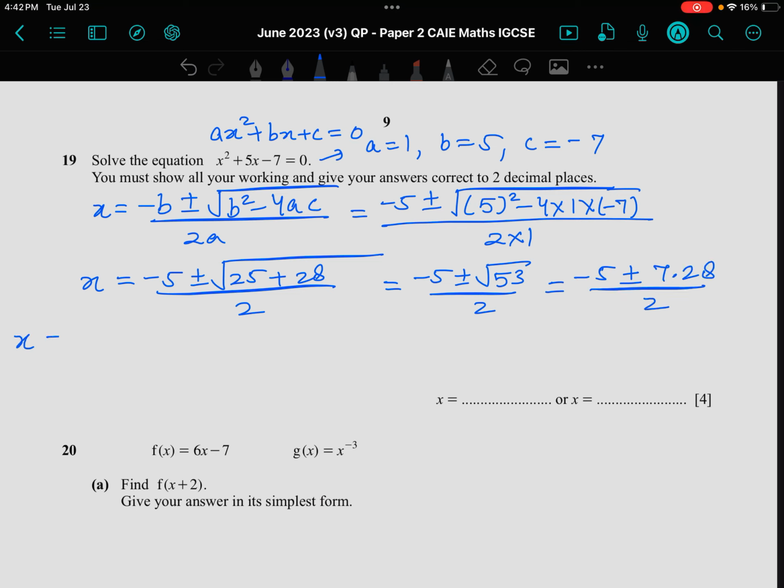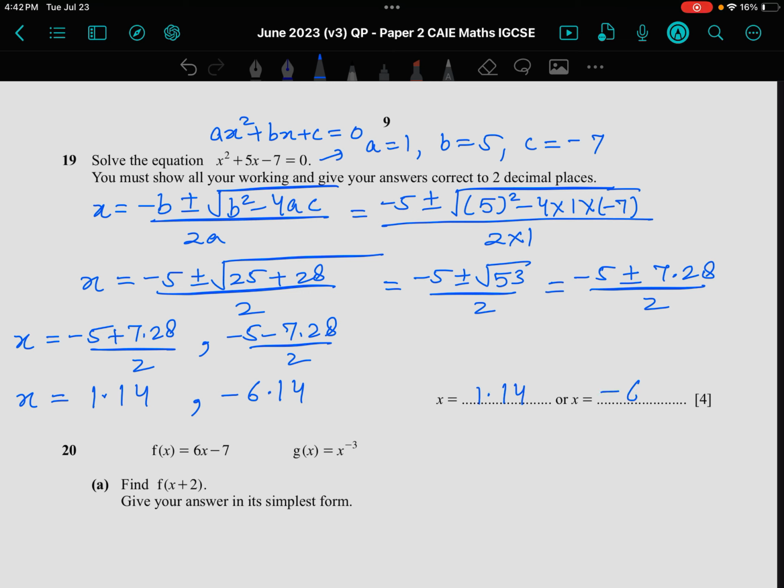So the two values of x are, one with minus and one with plus. So minus 5 plus 7.28 upon 2, or minus 5 minus 7.28 upon 2. From this I will get the value 1.14 and from this I will get the value minus 6.14. So I will write my answer: 1.14 and minus 6.14.